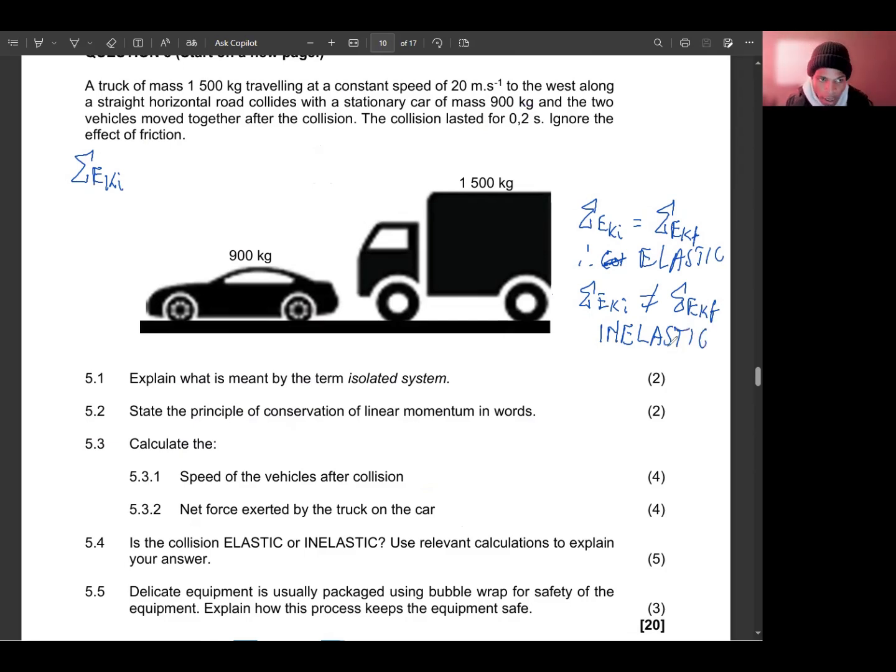So yes, I'm not saying you should memorize that, but in most of the questions that I've already done, past exam papers, I've never seen a question whereby I calculated and then it was elastic. Maybe I'm about to still find that question, but as of yet, all the questions that I've done always prove to be an inelastic collision.